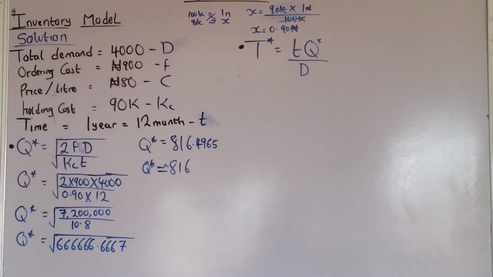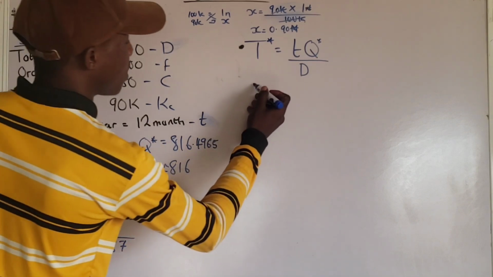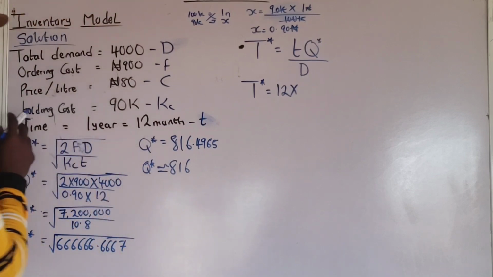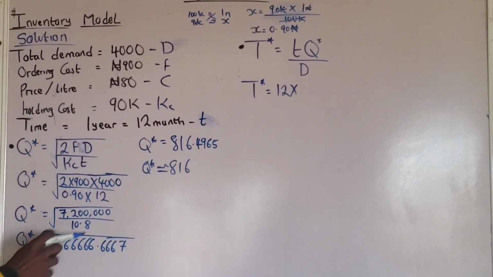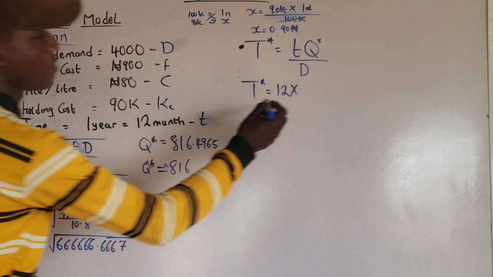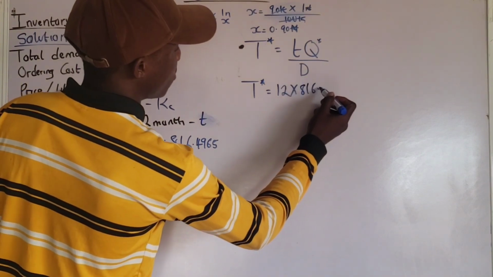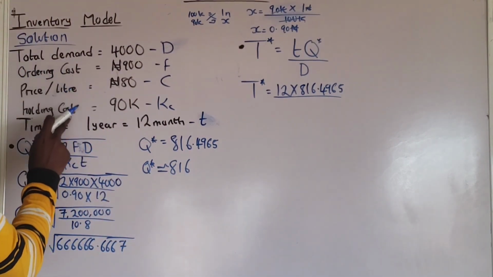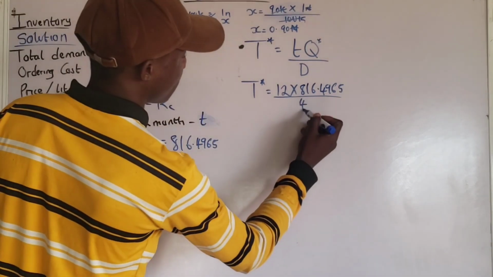See, the T that we have here is the time. You understand that we are given in the question that it is 1 year. And 1 year is equivalent to what? 12 months. Do you understand? So, by substituting the values, we are going to have the optimum period equal to T, which is 12, multiplied by Q star. Now, Q asterisk is what? Is 816. Let me check. Yes, 816.4965. So I'm going to have 12 multiplied by 816.4965 all over D. D is what? Yeah, total demand is D, so all over 4,000.